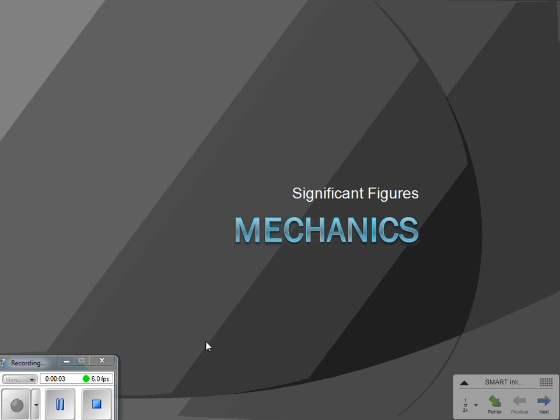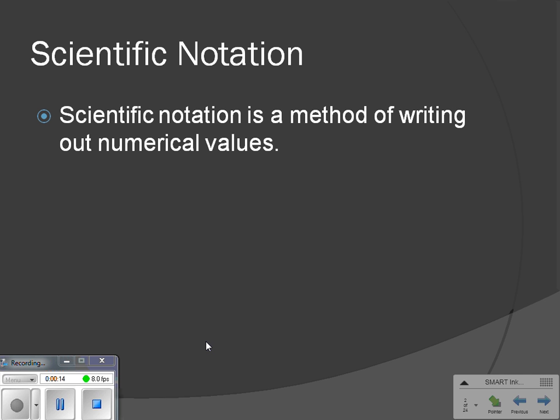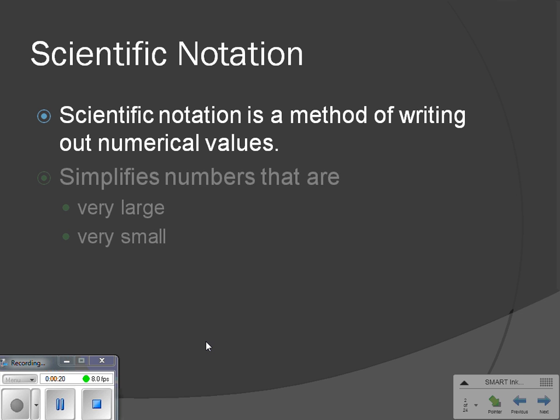Okay, today we are going to look at an important area for most science courses, and that is significant figures. Now, when we look at our numbers, we sometimes have to put them in scientific notation. Scientific notation is a method of writing out numerical values. It simplifies numbers that are really large and numbers that are really small.